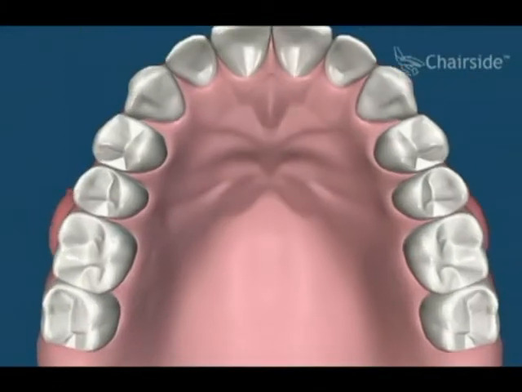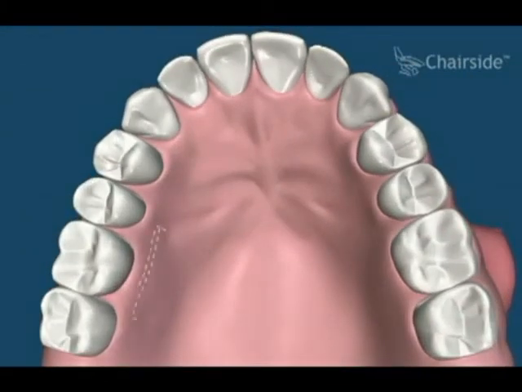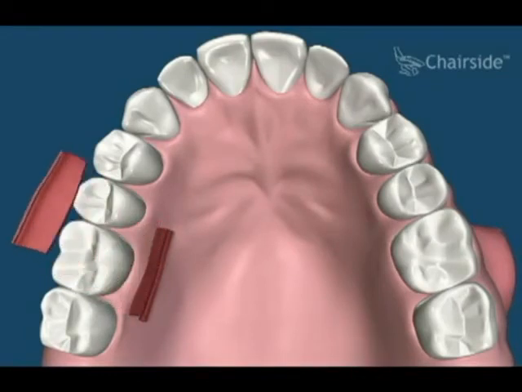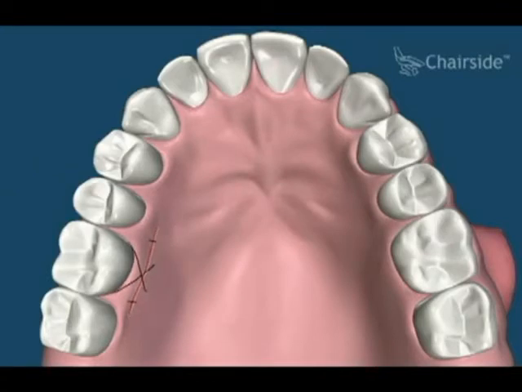Connective tissue is harvested from the palate. It is the piece of tissue taken from the inner layer between the outside tissue and the palatal bone. Once removed, the incision line is closed with sutures and the area heals.